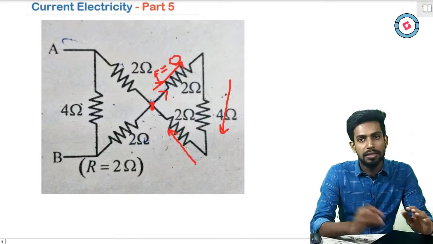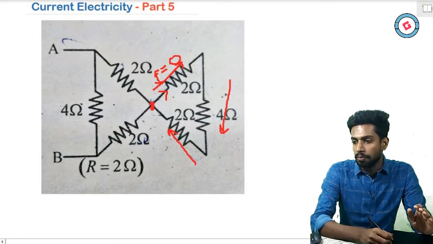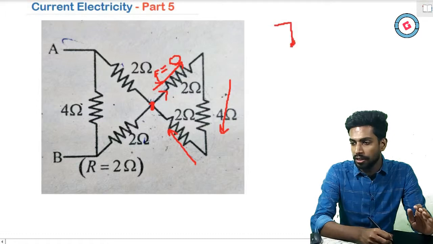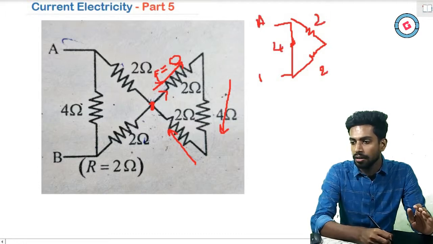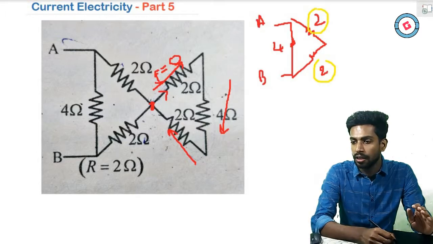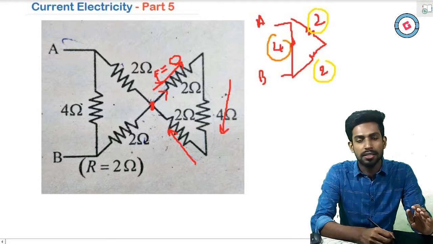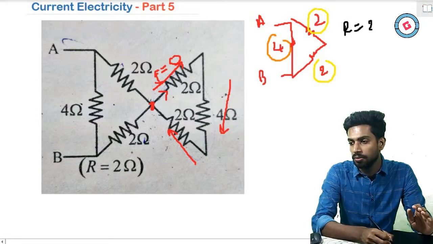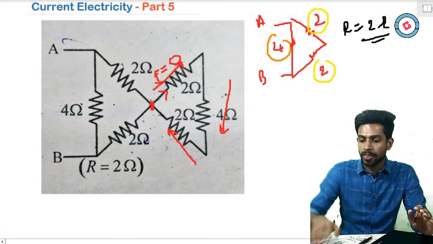So this loop will be eliminated, and the resulting simplified network will look like this. Only 3 resistors: 4 ohms, 2 ohms, 2 ohms, A and B. We know that 2 and 2 equals 4, and that 4 and this 4 equals 2. So the resultant equivalent resistance will be 2 ohm.